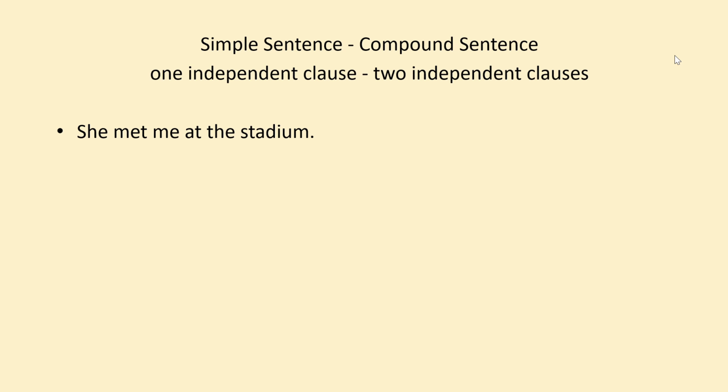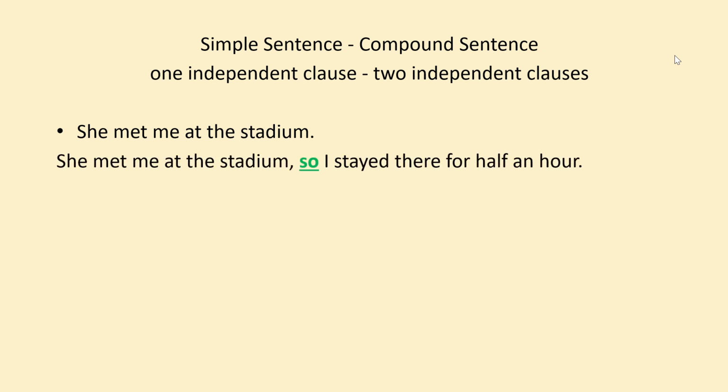First sentence is, she met me at the stadium. This is a simple sentence. When we have to convert it into a compound sentence, we have to add either a coordinating conjunction, just like we saw before, or we can also use a semicolon. So it can be: she met me at the stadium, so I stayed there for half an hour. Here, so is a coordinating conjunction. This has been added to this sentence, and now from one clause it has converted into two clauses.